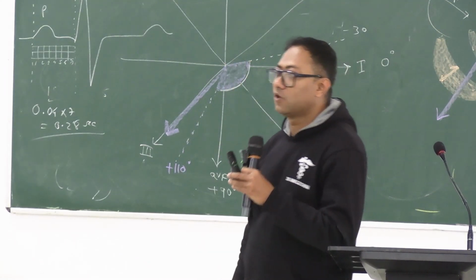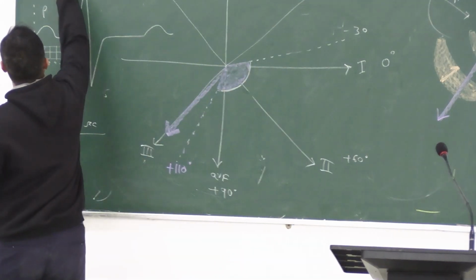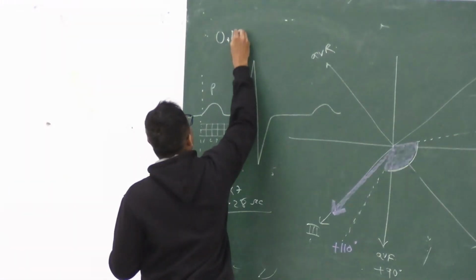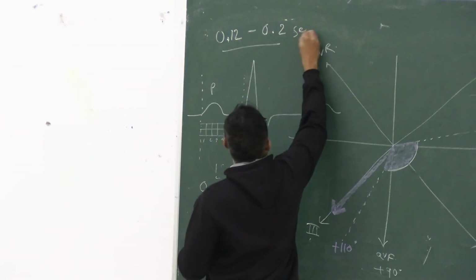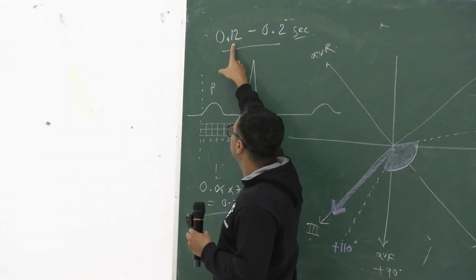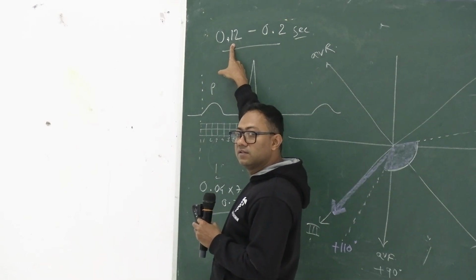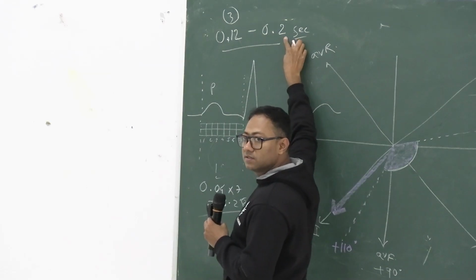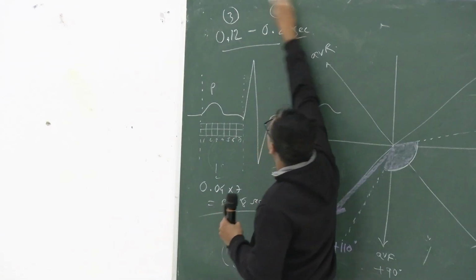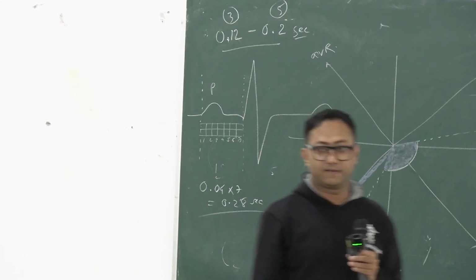And the normal duration is 0.12 to 0.2 second. Okay, 0.12 means how many small squares? 3 small squares. 0.2 means how many small squares? 5 small squares. So there should be 3 to 5 small squares in the PR interval.